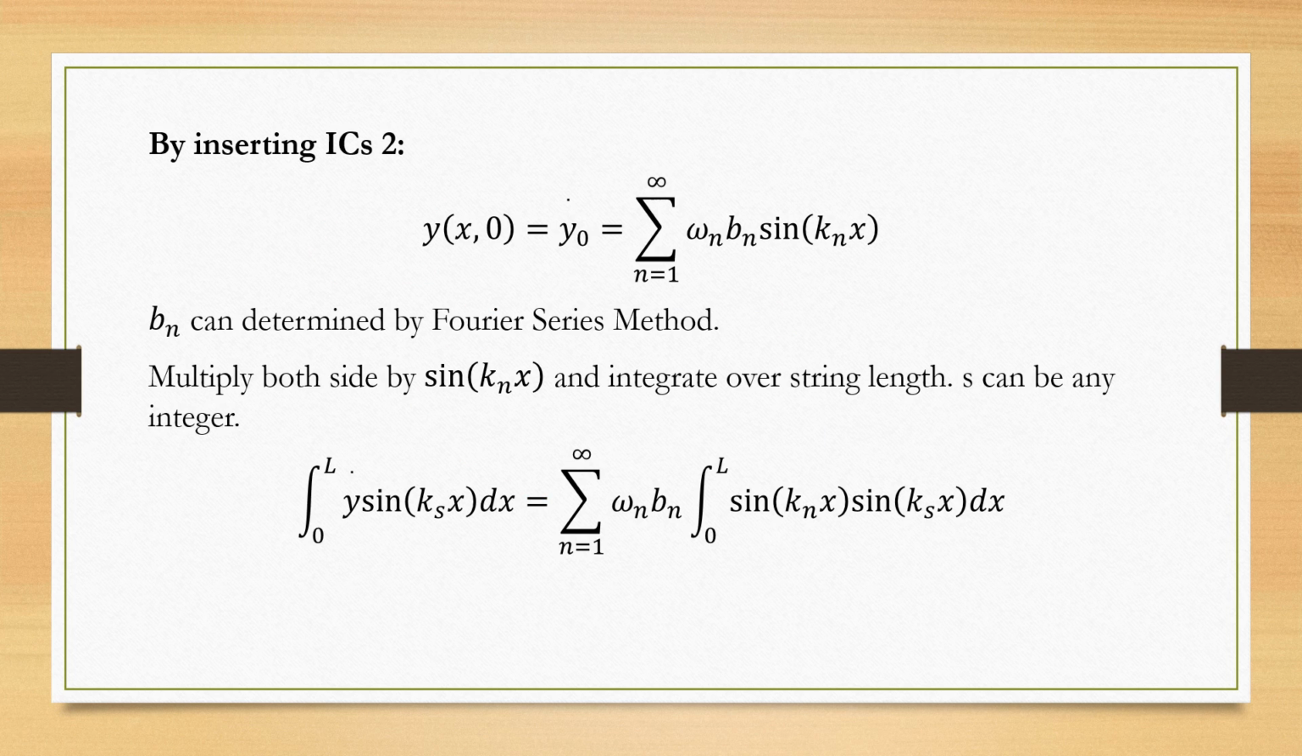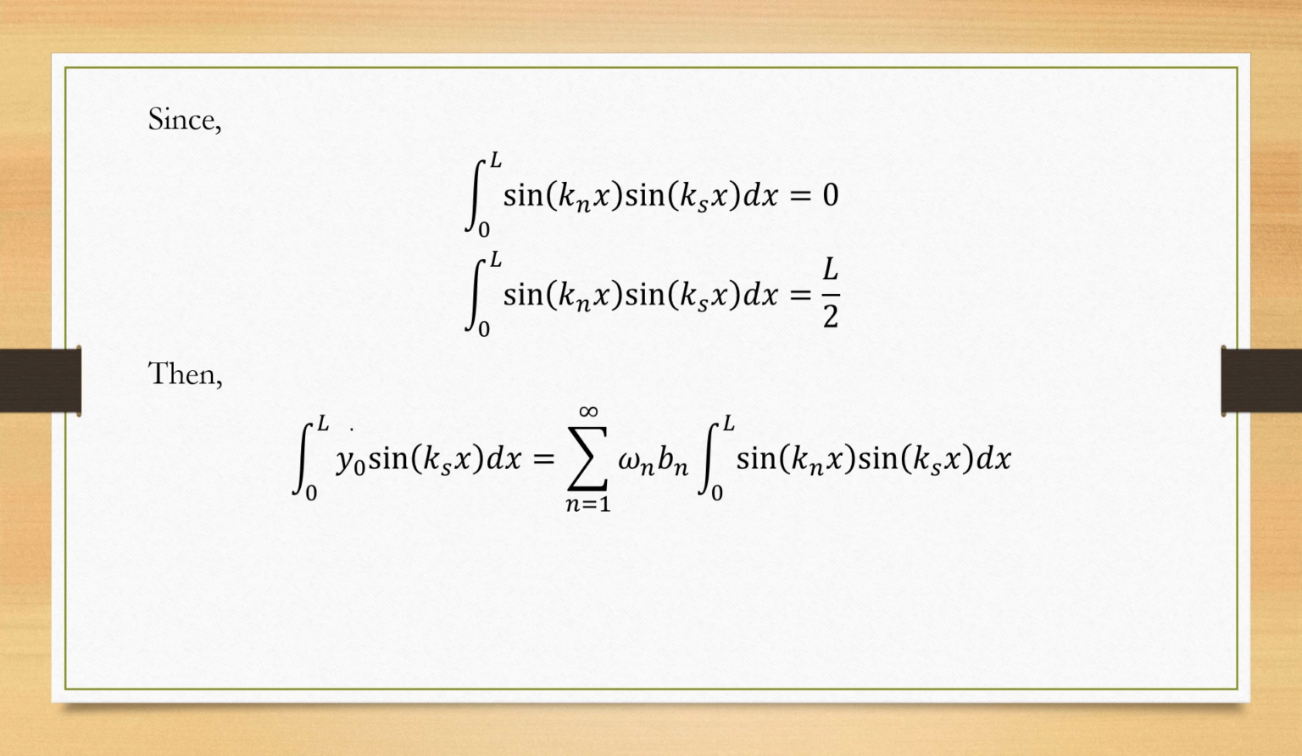Then we substitute the second initial condition, y-dot (x, 0) equal to y naught. The Bn can be determined by Fourier series methods, and the same goes for the pluck string. We need to multiply both sides and integrate over the string length. Since n is not equal to s, we get 0. For n equal to s, we get L over 2.